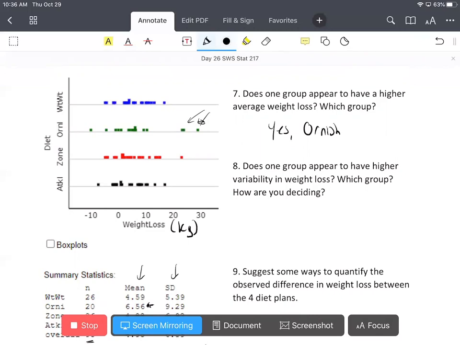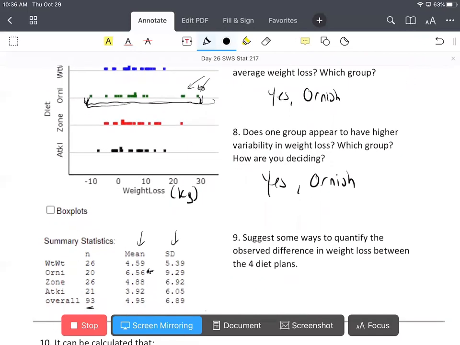Does one group appear to have higher variability in weight loss? Which group? And how are you deciding? Variability, remember, is how spread out they are. And in this case, if I'm looking at it, I'd say yes right away. Which one looks most spread out to you? Hopefully, once again, you're going to say Ornish. Because look at the spread here. It goes from here all the way over. This is a pretty wide swath. Let's see if that bears out with the numbers. Yes, it actually has also the highest standard deviation.